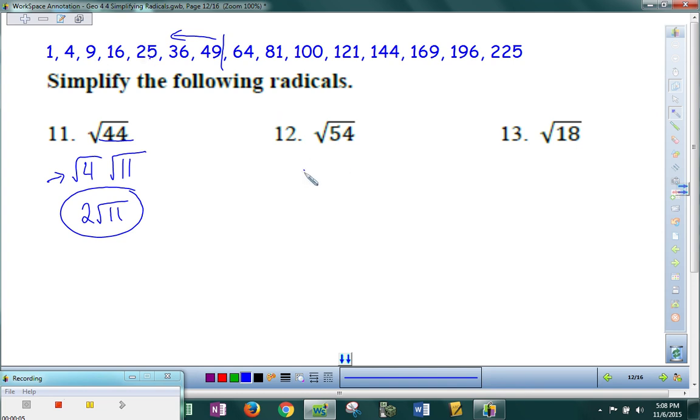9 is, because we know 9 times 6 gives me 54. The point of this is to break down that front half. We know square root of 9 is 3, and then we're going to tack on that square root of 6.